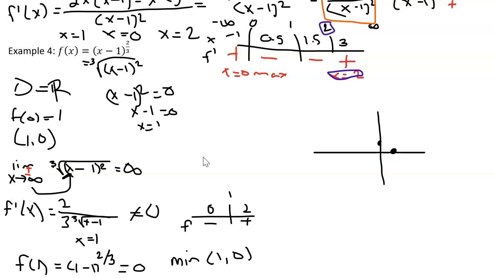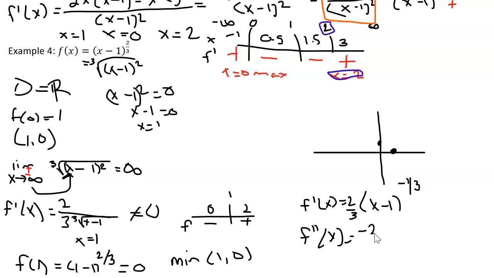I'm going to take my first derivative back to its negative exponent form, which is 2/3 x minus 1 to the -1/3. And I'm going to derive that again. I'd like to get the inflection points drawn on the graph, just to help my shape. So if I multiply these, I'm going to get -2/9. And then I'm going to drop this back down to the denominator. If you minus 1, it becomes x minus 1 to the 4/3.